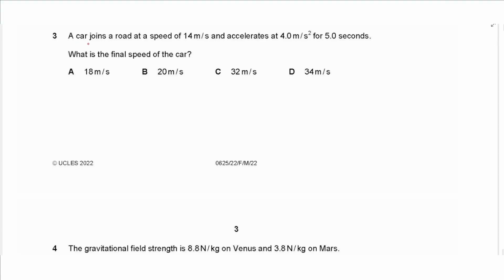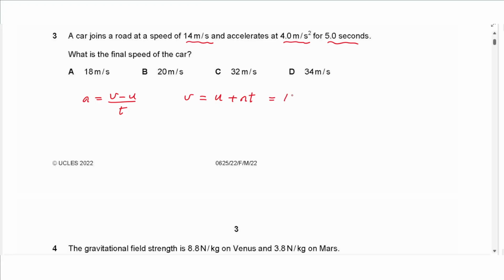Question 3 says a car joins a road at a speed of 14 meters per second and accelerates at 4 meters per second squared for 5 seconds. What is the final speed of the car? So we can use the definition of acceleration. It is the change in velocity divided by time, or we can make the final velocity subject. So v equals u plus at.